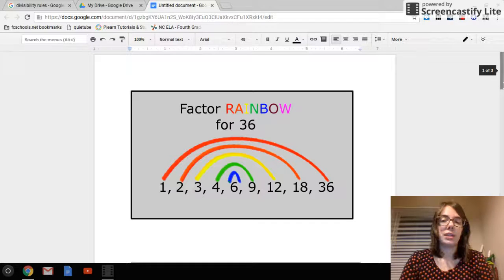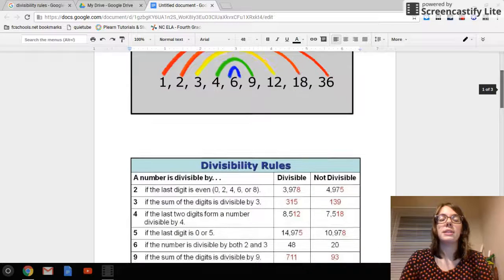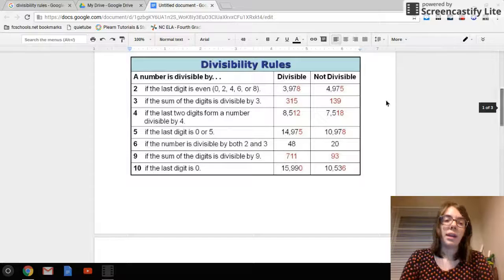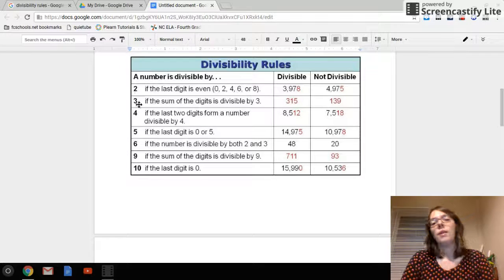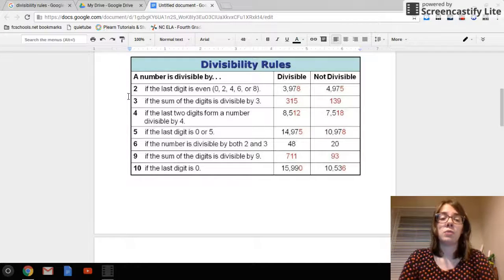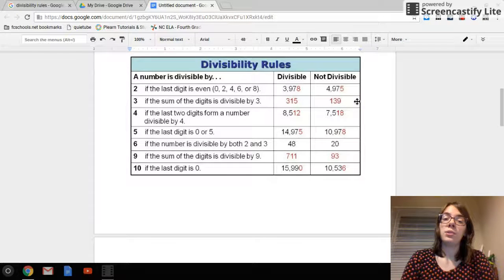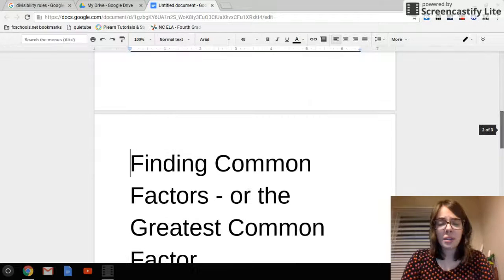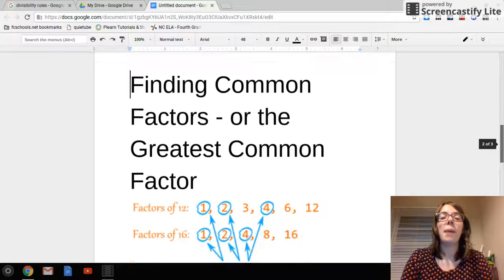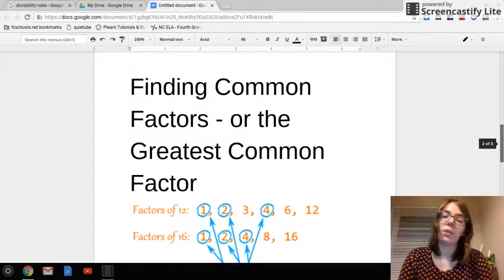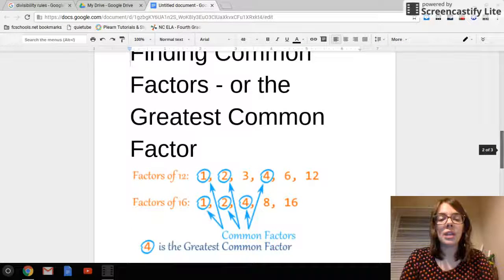Now, remember, we can find all the factors we need of a number if we use our divisibility rules right here that we learned before. We learned the divisibility rules for 2, 3, 4, 5, 6, 9, and 10. And you can always check 7 and 8 by looking at your multiplication chart, or you know how to do long division now, so you can always do that too. Okay. So getting into it, finding the common factors or finding the greatest common factor.